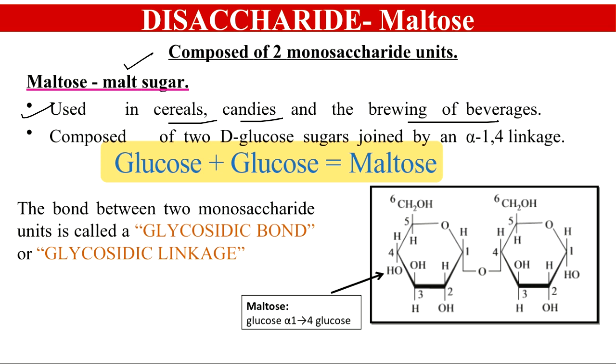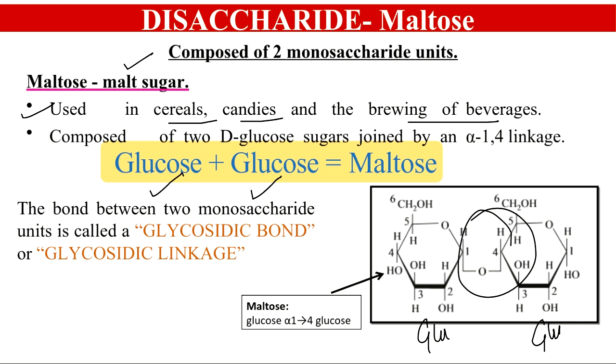If we look at the structure of maltose, we will find that it is composed of 2 glucose molecules. So this is a glucose molecule, and this is also a glucose molecule. And when these 2 glucose molecules are bonded together by a bond, it is known as maltose.